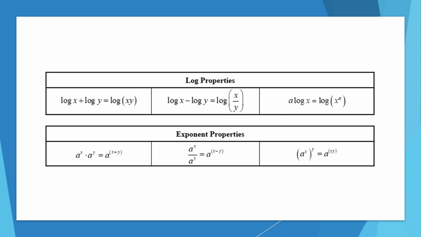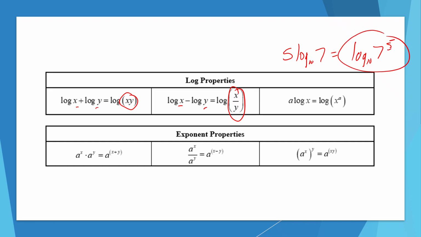Right, so these are the log properties. If we add 2 logs, you can multiply the insides. If you subtract 2 logs with the same base, you can divide the insides. And then any number, let's say 5 log base 10 of 7, this is the same thing as log base 10 of 7 to the 5th power. That is going to be a property that you will need to know.